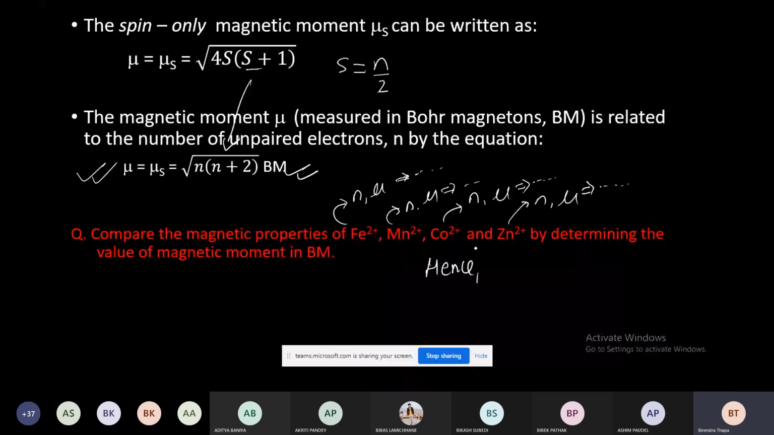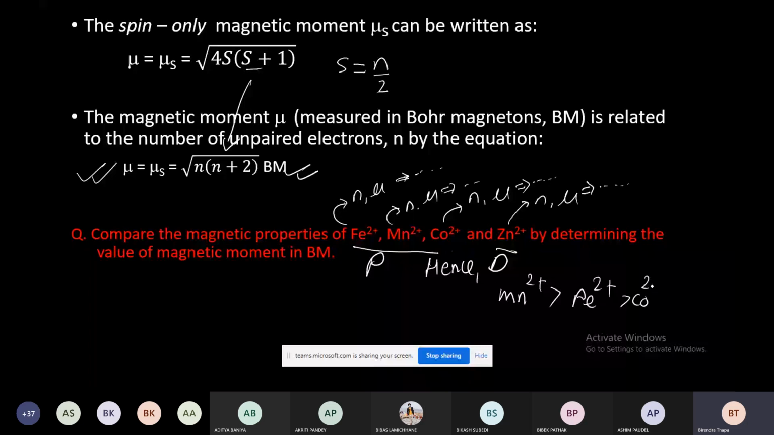We can predict by determining the unpaired electrons present in these species as well. Fe2+, Mn2+ and Co2+ are paramagnetic, and their paramagnetic character decreases in the order. I think Mn2+ will be more paramagnetic, then Fe2+, then Co2+. This is the paramagnetic character order.